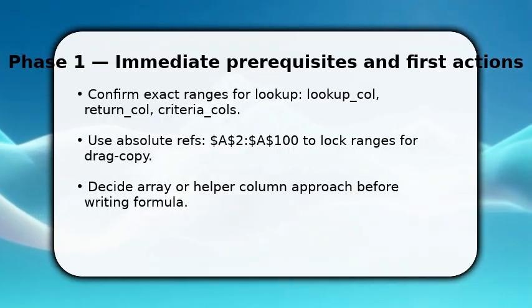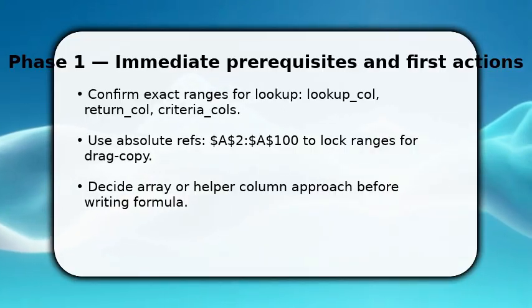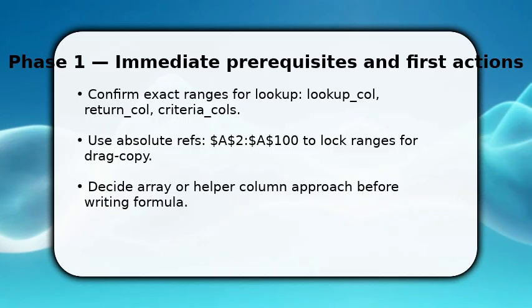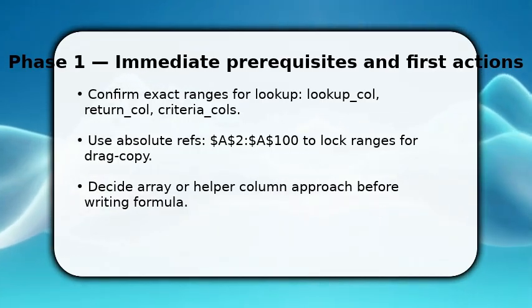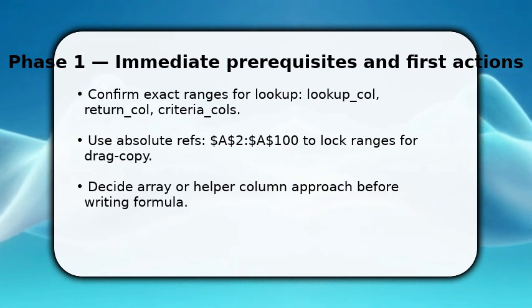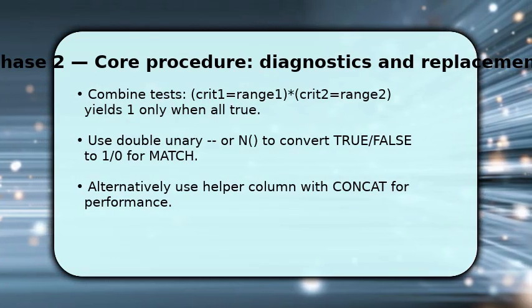Now type the core INDEX, for example =INDEX(return, MATCH(1, (crit1 = range1) * (crit2 = range2), 0)). You'll enter it as an array formula in older Excel with Control plus Shift plus Enter. This forces array evaluation.